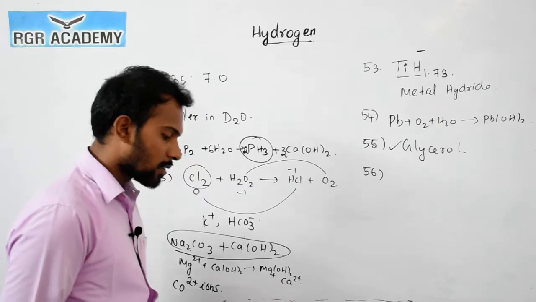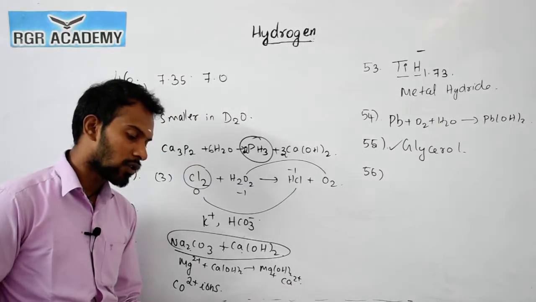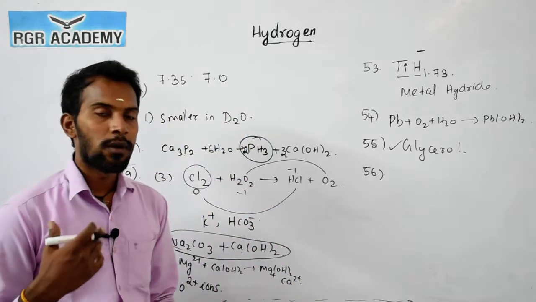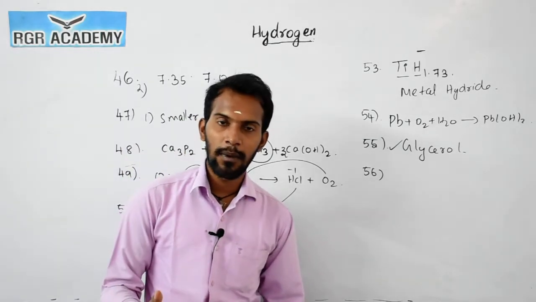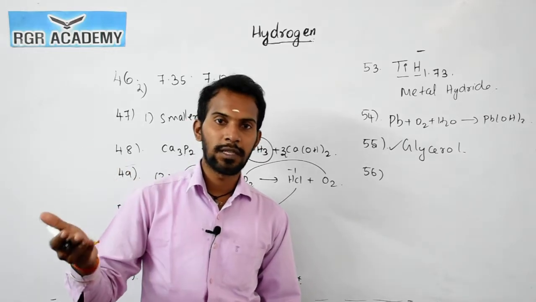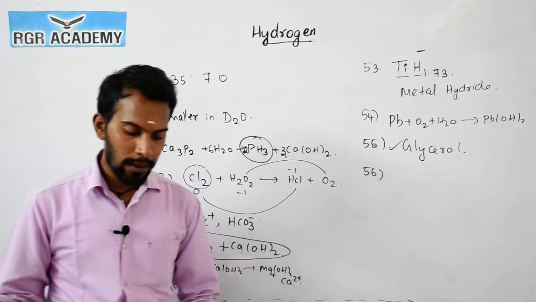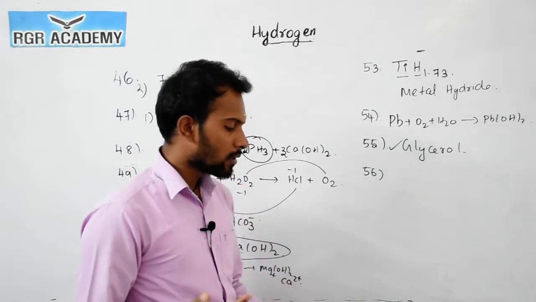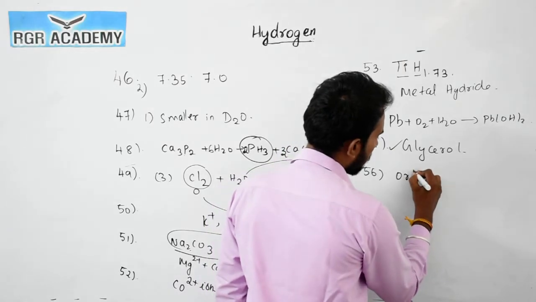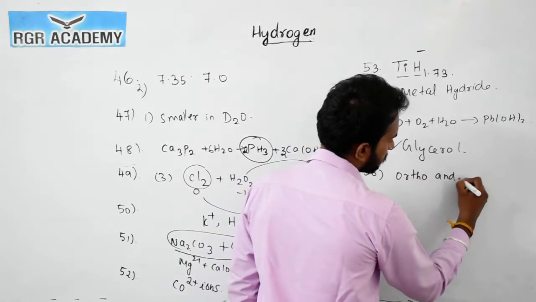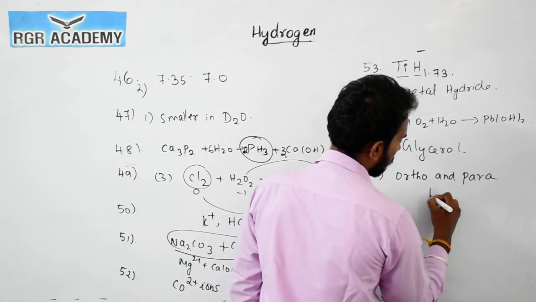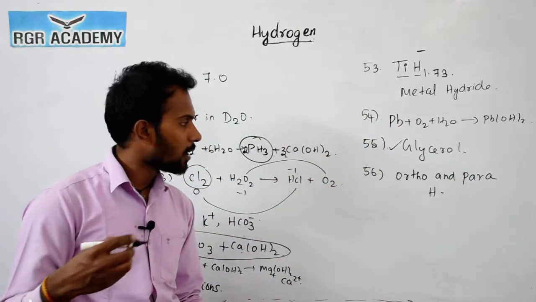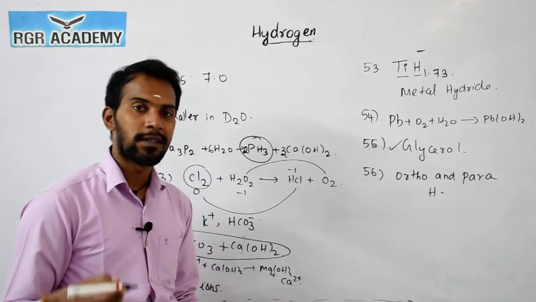Now question number 56. Which of the pairs does not show isotopes? Option 1 is protium and deuterium. They are isotopes. What are isotopes? Atoms with the same atomic number but different mass number are called isotopes. Next, deuterium, tritium and protium, they all are isotopes. Here it is ortho and para hydrogen, which represents the spin state of the hydrogen molecule, not isotopes.